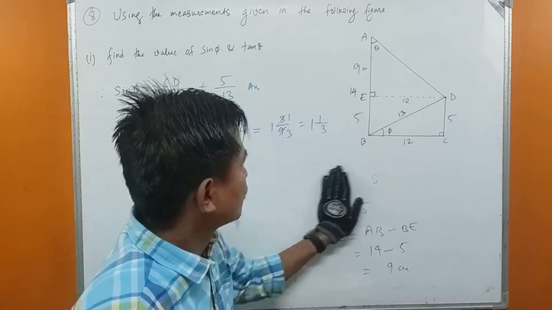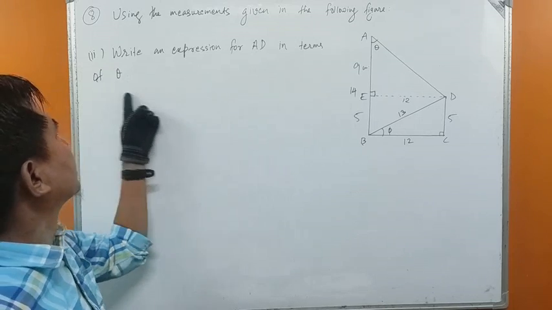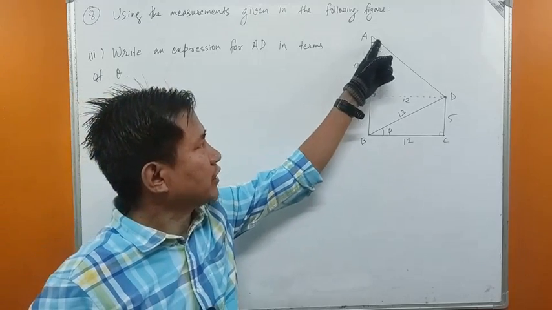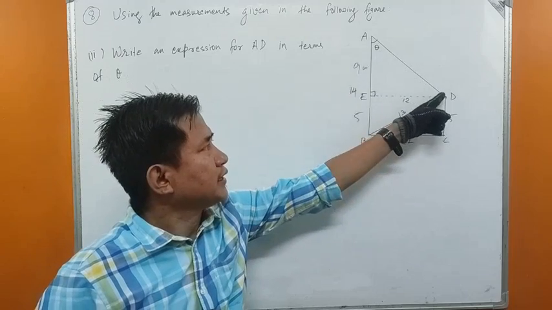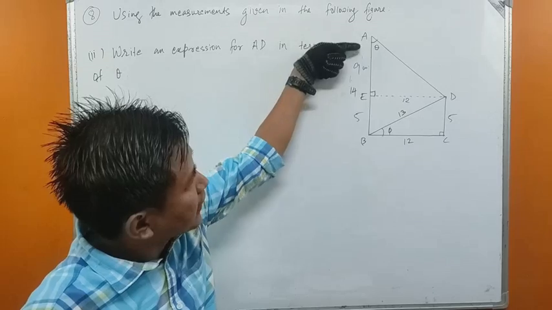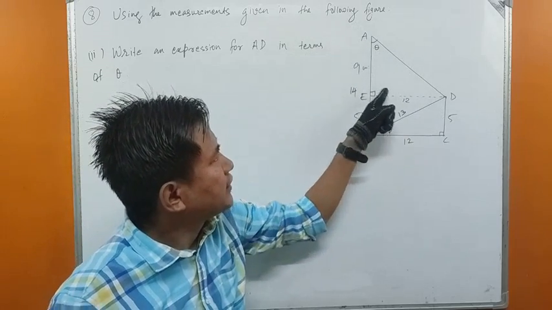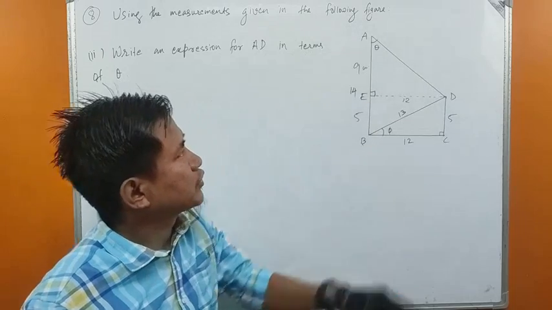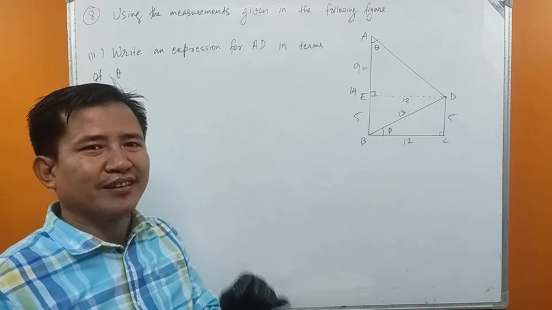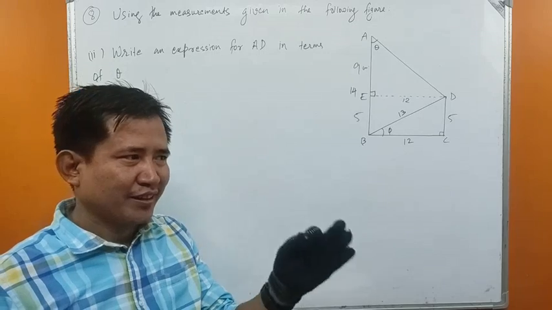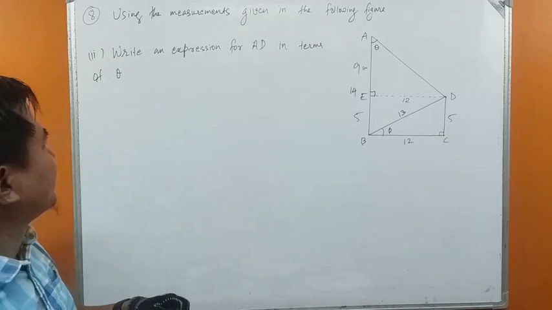Now let us do question number 2. In question number 2 of 8, write an expression for AD in terms of theta. So we are asked to write the expression of AD in terms of theta. AD is the hypotenuse for triangle AED, isn't it? So trigonometrical ratios that include hypotenuse are sine theta, cos theta, cosec theta and sec theta, isn't it? So let us write that.